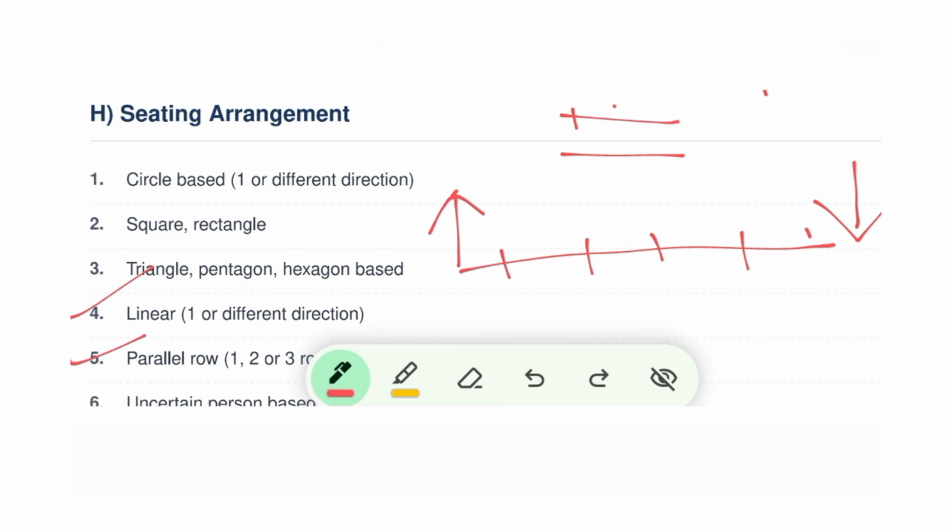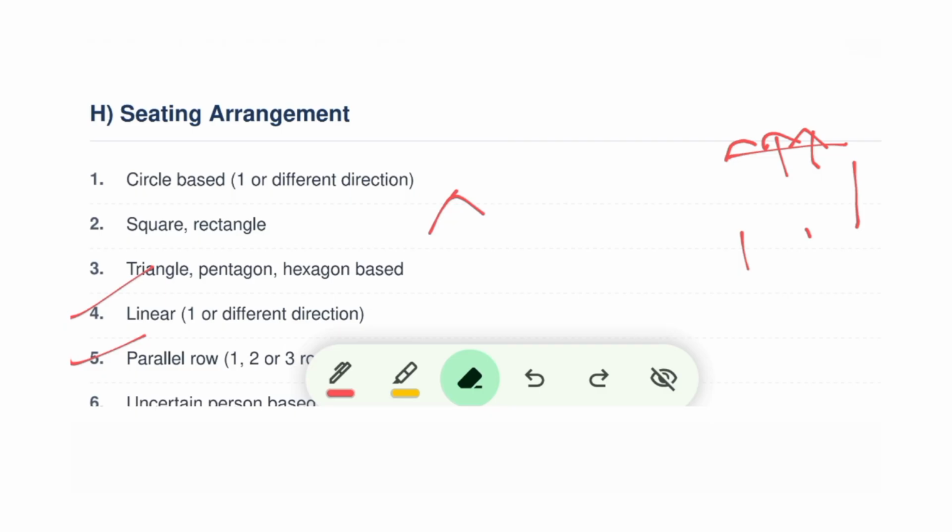Then the fifth one is a parallel row. When there are two rows, some persons in this row, some persons in the second row, and they can see each other, or sometimes it is not possible. Then one row is looking north, and the second row is also looking north, like these are behind these people.